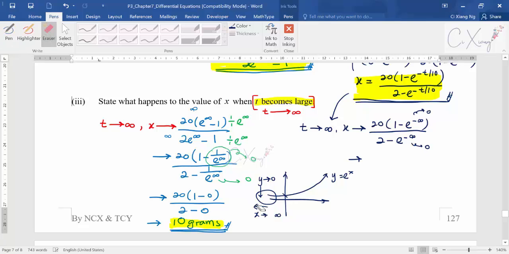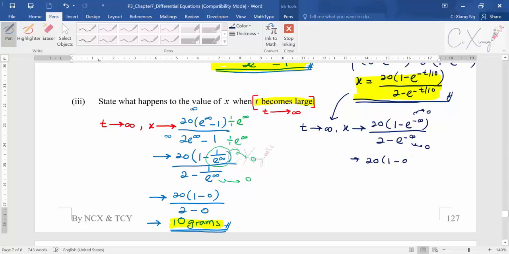Alright, so if you simplify from here, very easily you can see that you will get 20 times (1 minus 0) divided by (2 minus 0), and then you have 10. Slightly shorter steps. Okay, but both are accepted.